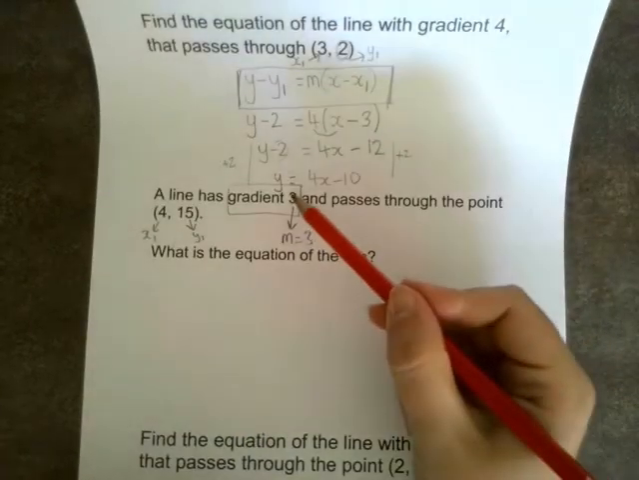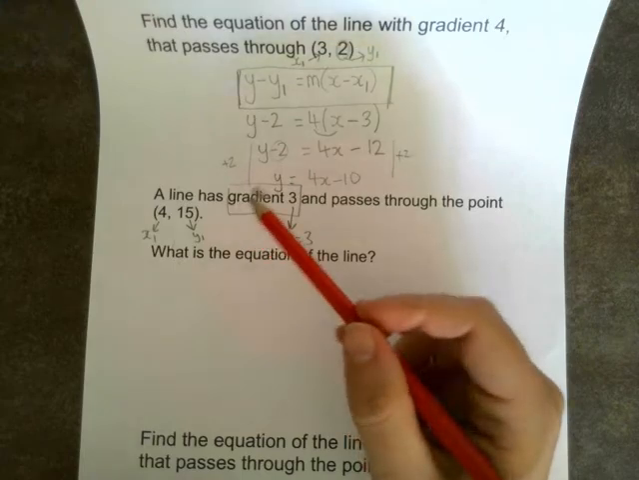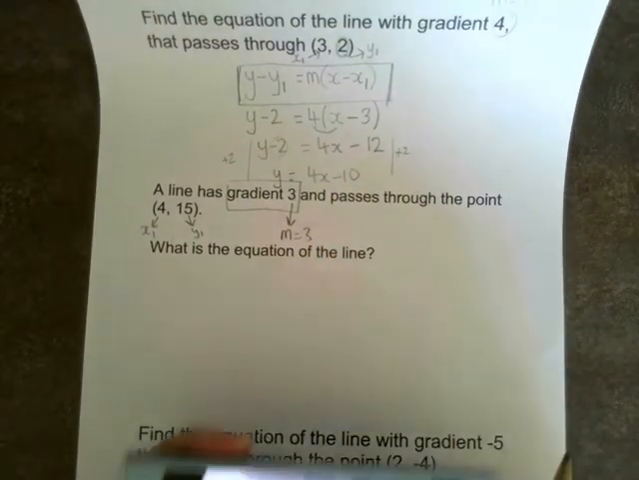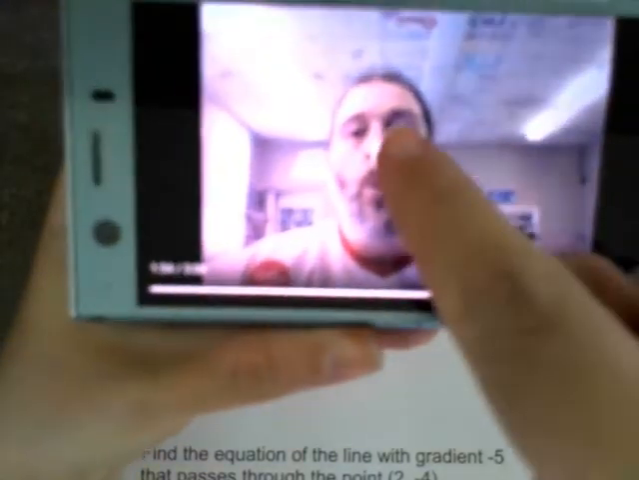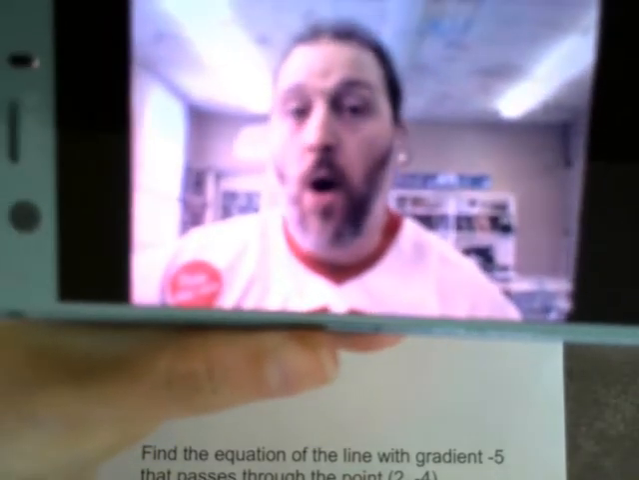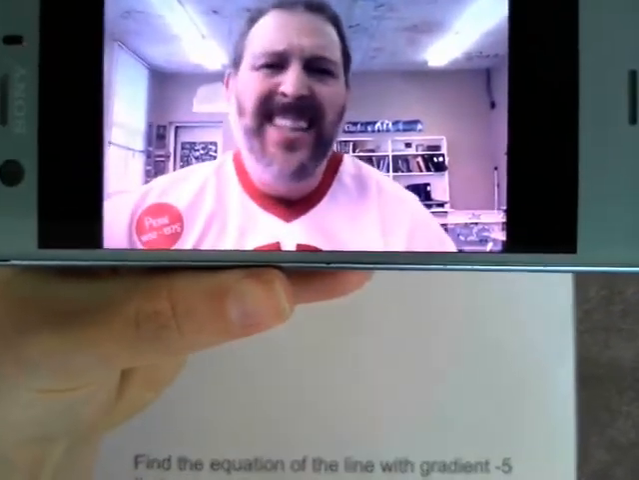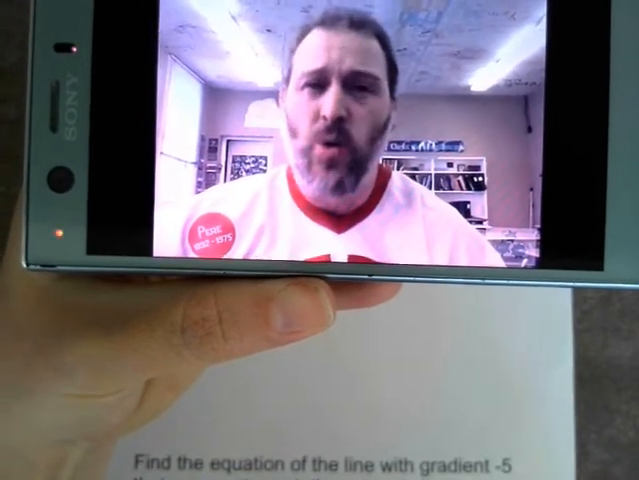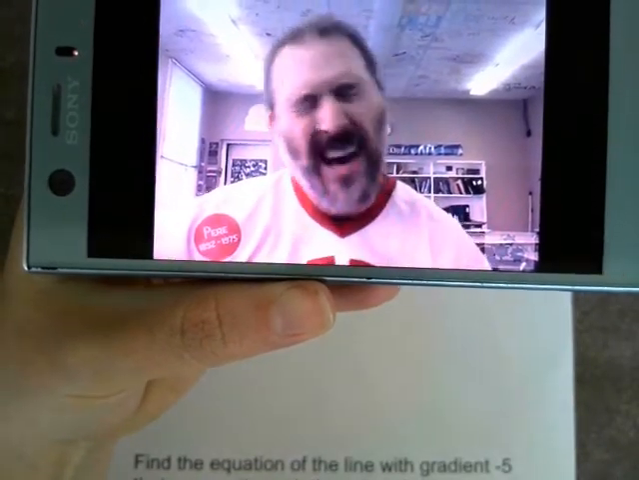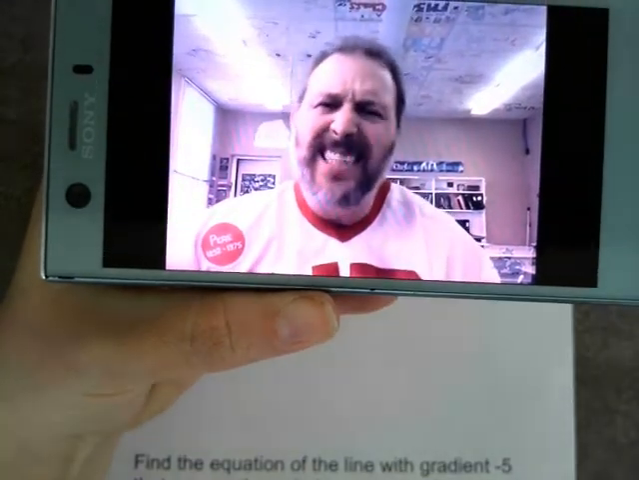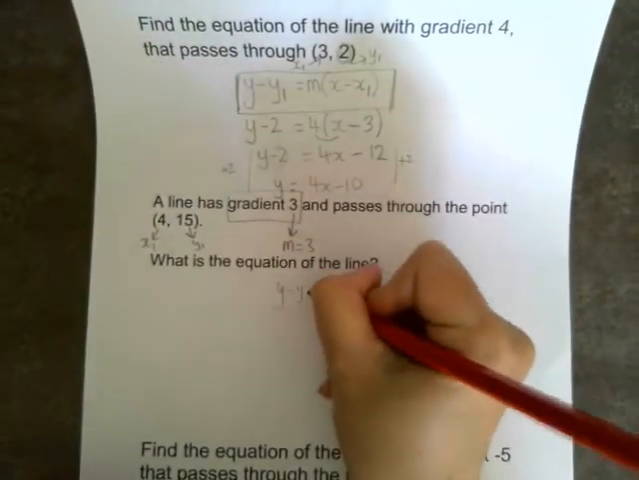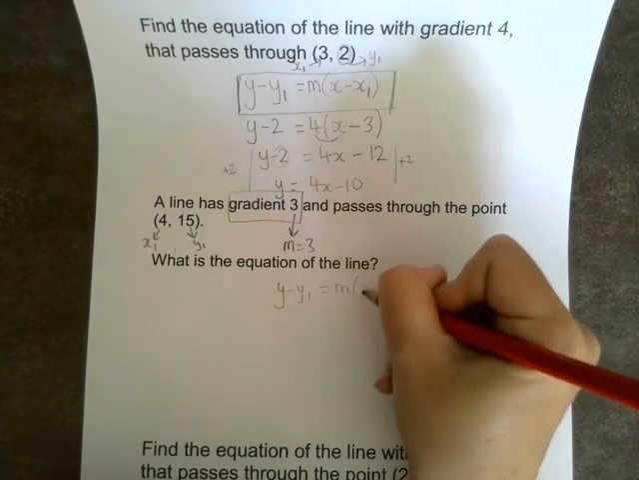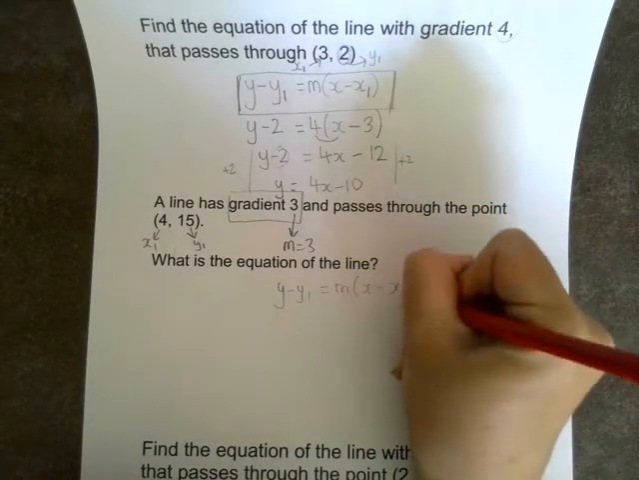So then, as soon as you've got a gradient and a point, you need to think, what am I going to use? And so then we need to think of the song. y minus y1 equals m times (x minus x1). Y minus y1 equals m times (x minus x1).